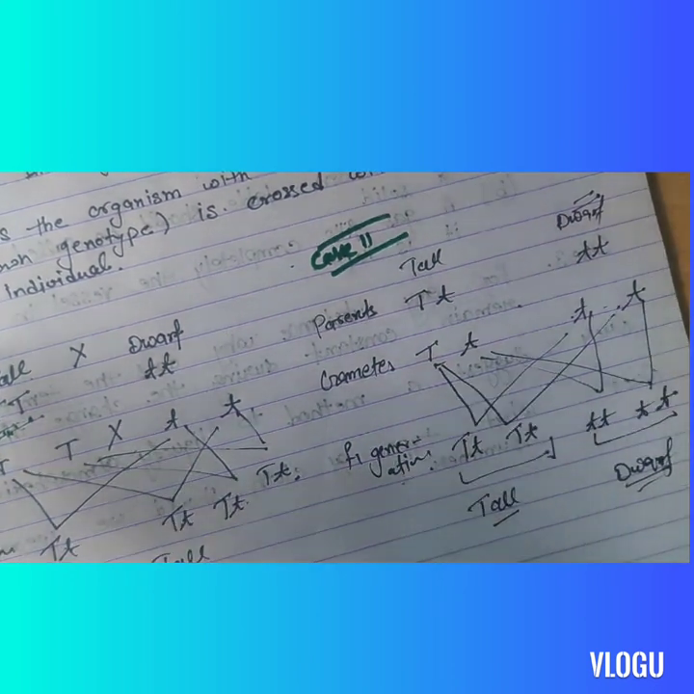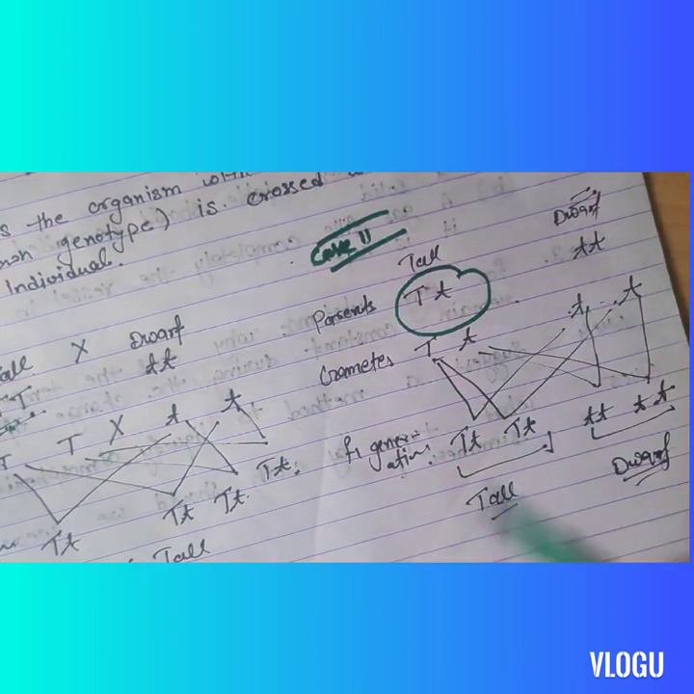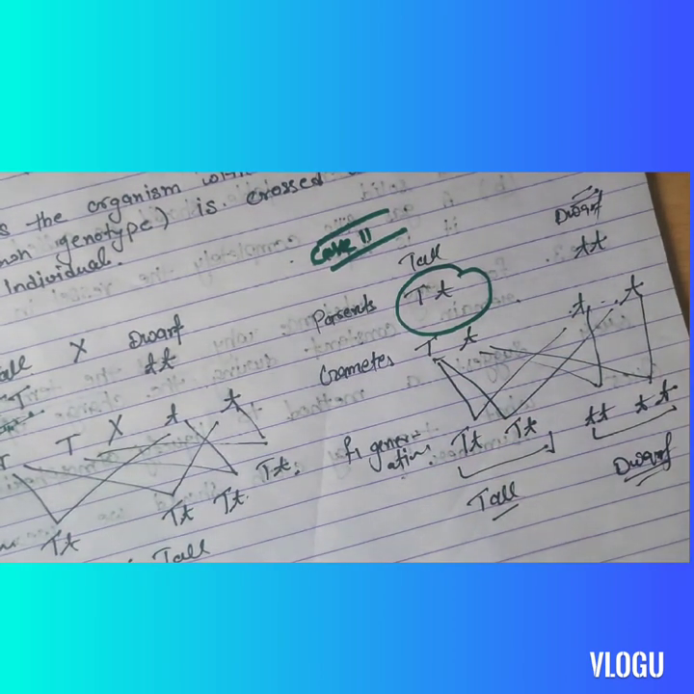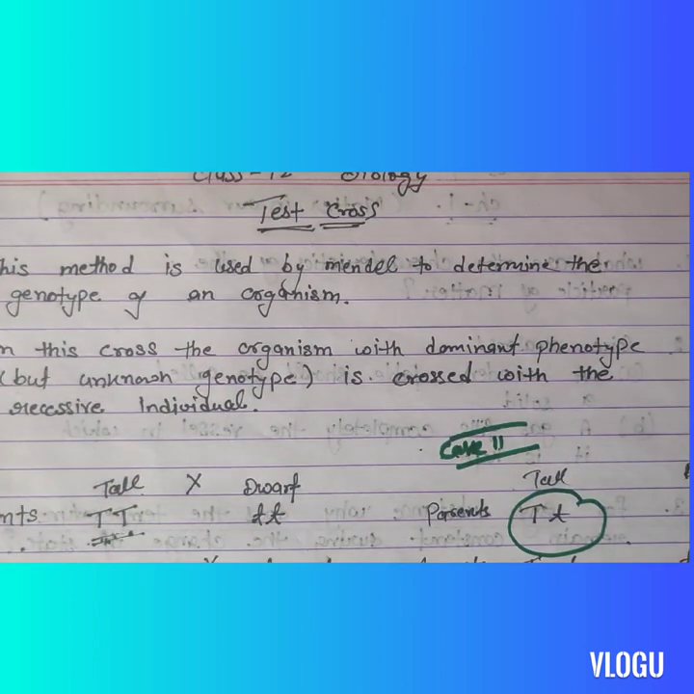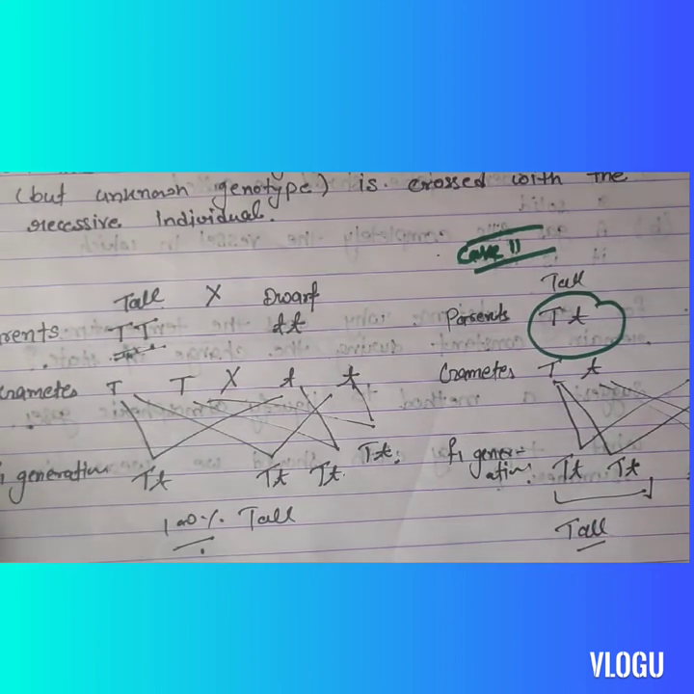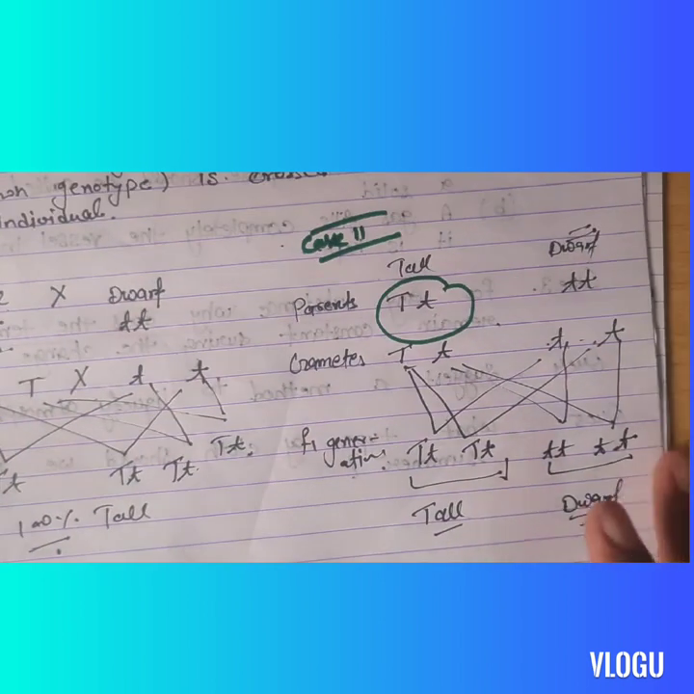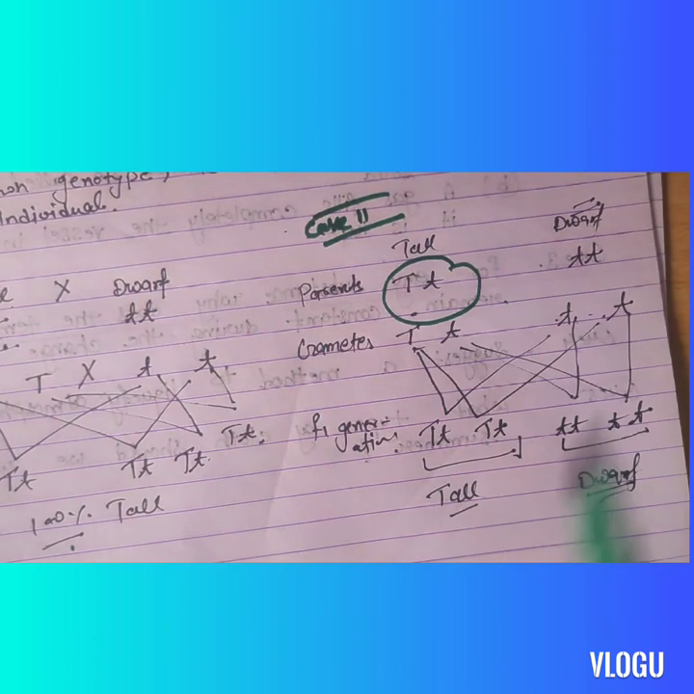It shows that if the organism being identified is heterozygous, in that situation you get 50% tall and 50% dwarf. So you can identify the genotype by using the test cross method. If you want to find out the genotype of an organism, and after the test cross it shows 100% dominant trait, then you can say the genotype is homozygous, and if it shows 50% dominant and 50% recessive like this, then you can say that this is heterozygous dominant.